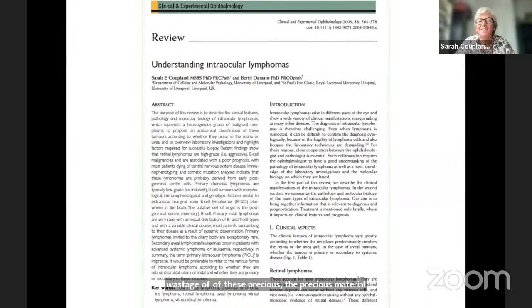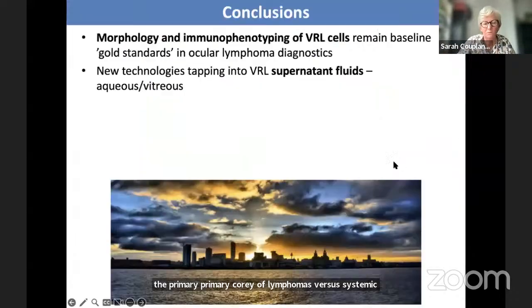Just to highlight, this is a very old paper of Berto D'Amato and myself. However, it does provide the background of understanding intraocular lymphomas, particularly the vitreoretinal lymphomas and the primary choroidal lymphomas, versus systemic non-Hodgkin lymphomas, which secondarily infiltrate the eye.